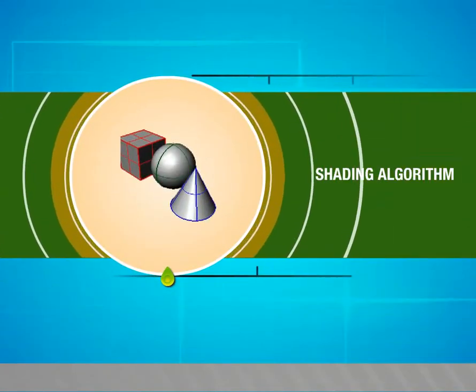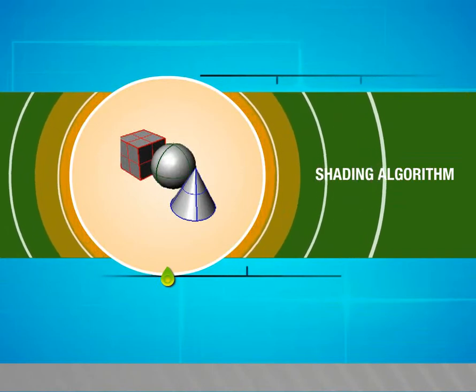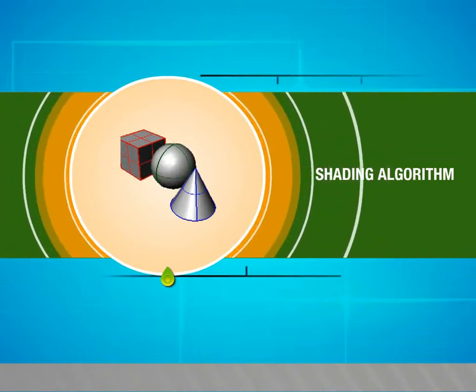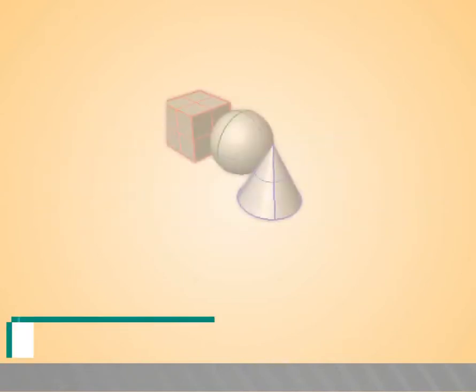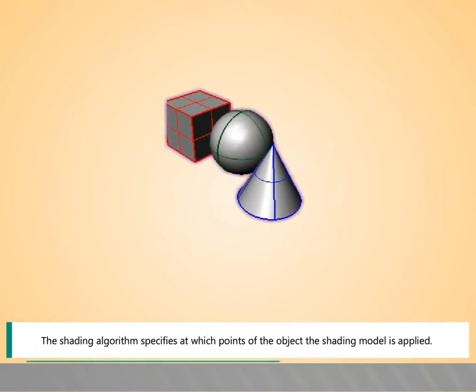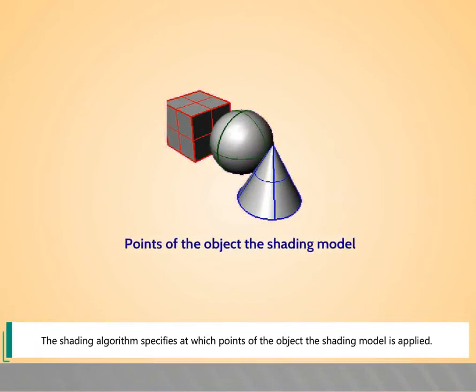Shading algorithm. In this video, we are going to see about shading algorithm. In general, shading in computer graphics means to compute the color of an object at certain points. The method that computes this color is called the shading model. The shading algorithm specifies at which points of the object the shading model is applied.